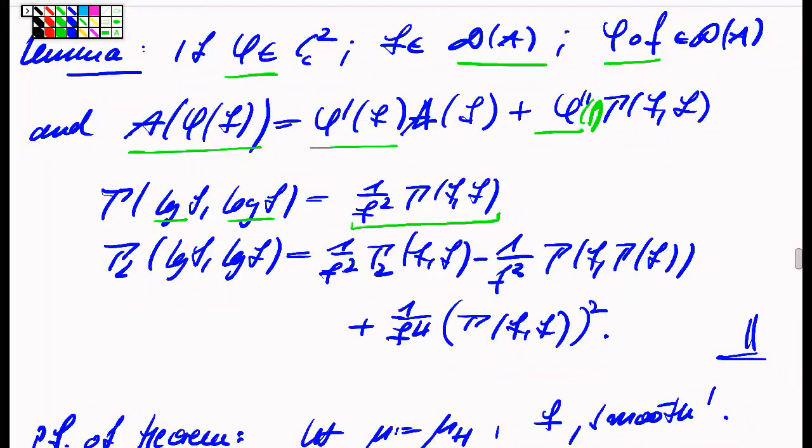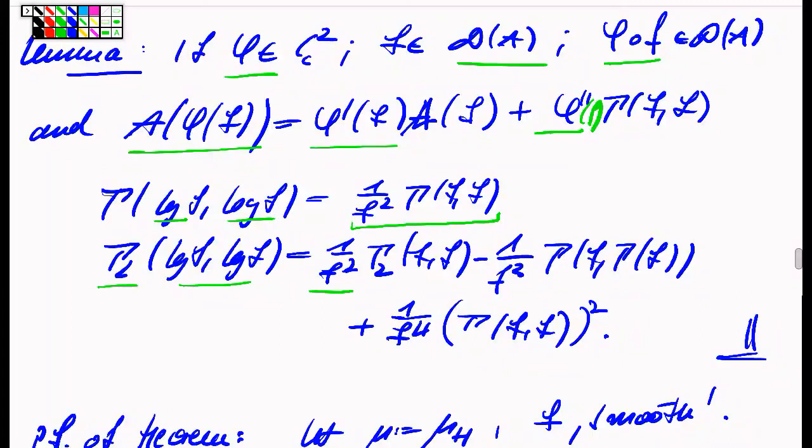And then by first order chain rule for these gradients, we find that this is 1 over f squared times gamma of f, f. And the second chain rule, which is a little more complicated, but still can be checked just by direct calculation, is that the gamma 2 operator acting on the log of f, so again, we write this in this quadratic form style.